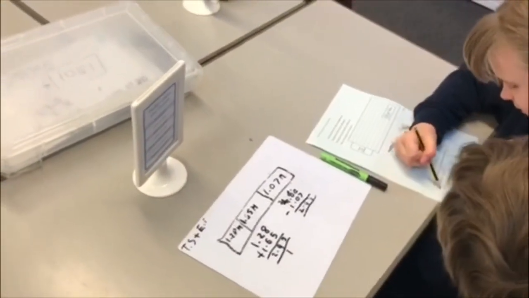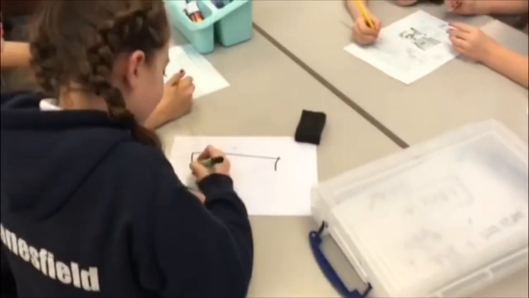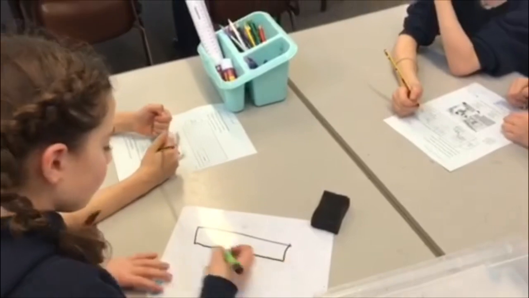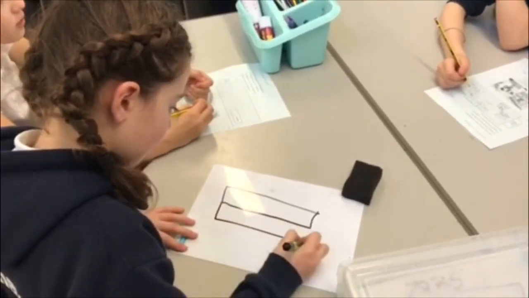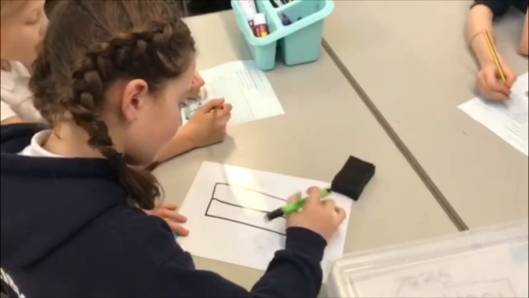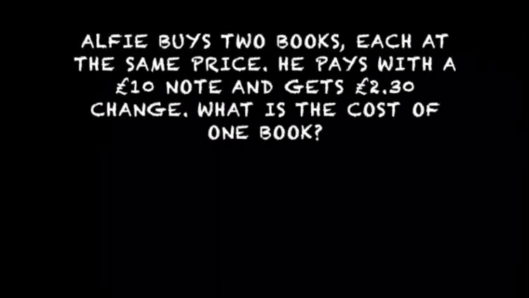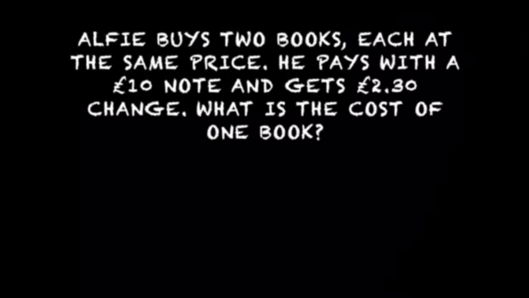Bar models help the children to see the maths more clearly and break down any problem into a series of one-step problems. Bar modelling is where pictures, or bars, are used to represent calculations and word problems. This week, Year 5 tackled some word problems using this approach, such as this one.